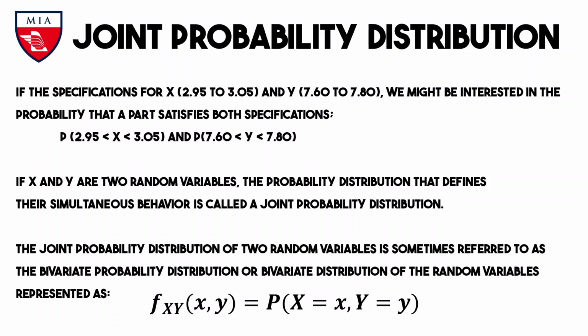The joint probability distribution can be represented by this condition: f sub xy of x, y is equal to the probability that X is equal to small x and Y is equal to small y. That's how we represent a certain joint probability distribution.